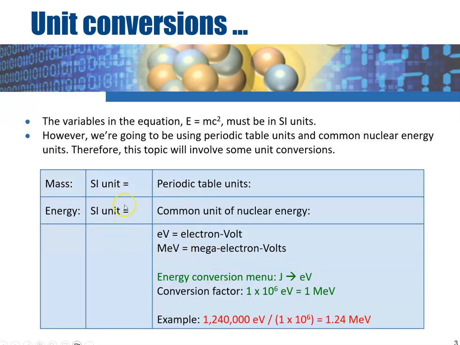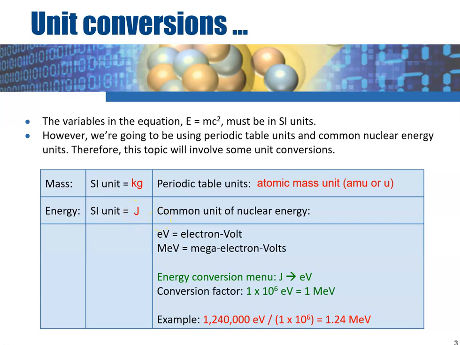So to start, let's look at mass. The SI unit of mass is the kilogram. But when you get mass off the periodic table, it's measured in a unit called atomic mass units. Atomic mass units can be abbreviated as AMU or just a u. So you can convert between atomic mass units and kilograms by using the mass menu in your calculator's unit converter. In terms of energy, the SI unit of energy is joules.